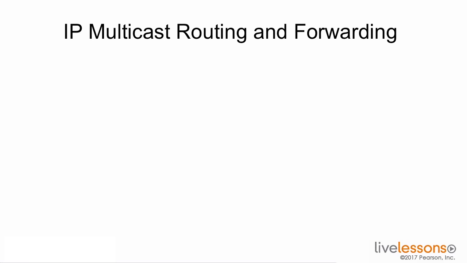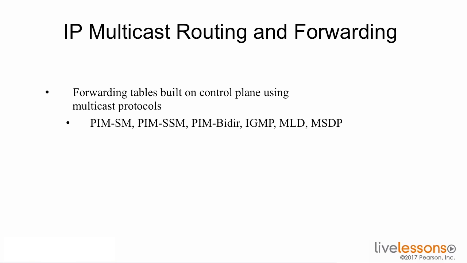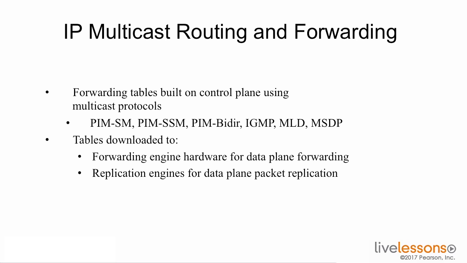In regards to IP multicast routing and forwarding, the forwarding tables are once again built on the control plane using multicast protocols, such as PIM sparse mode or MSDP. Once the tables are built, it is similar to what we discussed before. The tables are downloaded to the forwarding engine and the replication engines for data plane forwarding.